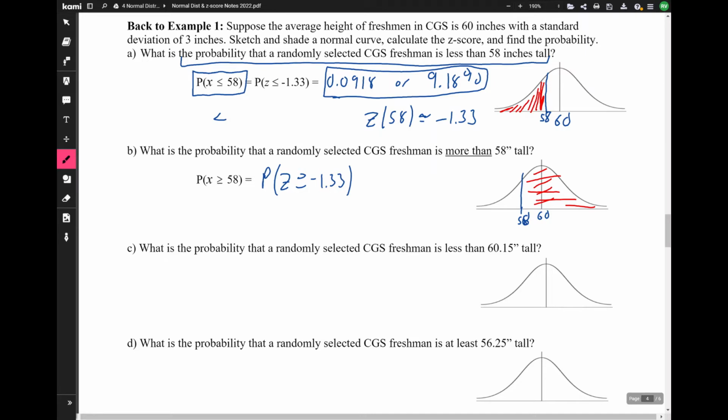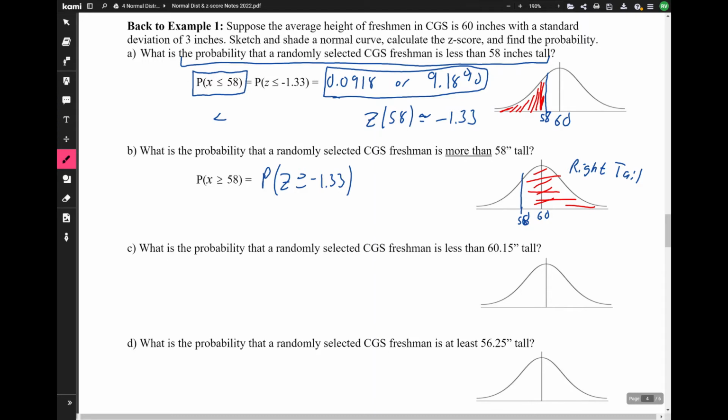What's the probability that a randomly selected CGS freshman is more than 58 inches tall? That's a right tail question. This is a right tail, and the table only gives you left tails. Well, we can deal with this problem, but we can't just use the table. Here's the key. The left tail plus the right tail together give you the entire curve, which has probability 1. The whole area is 1.